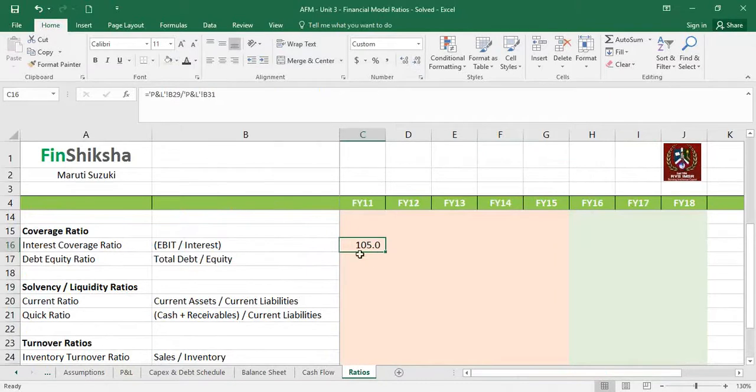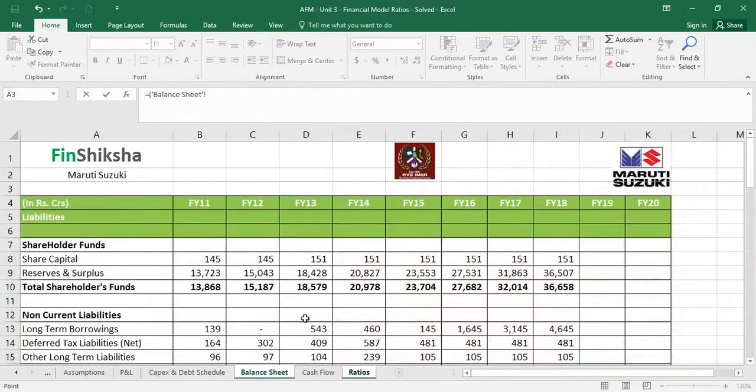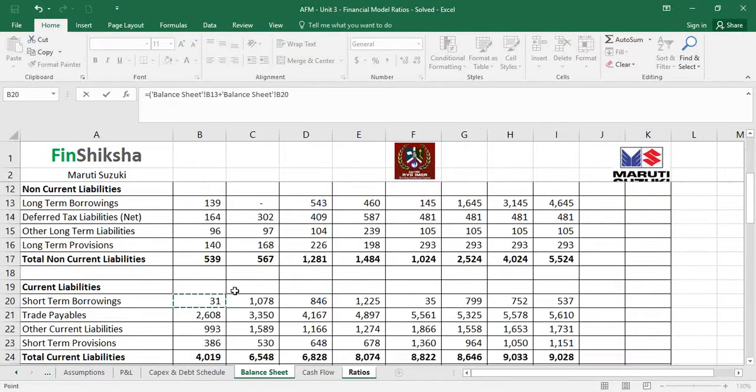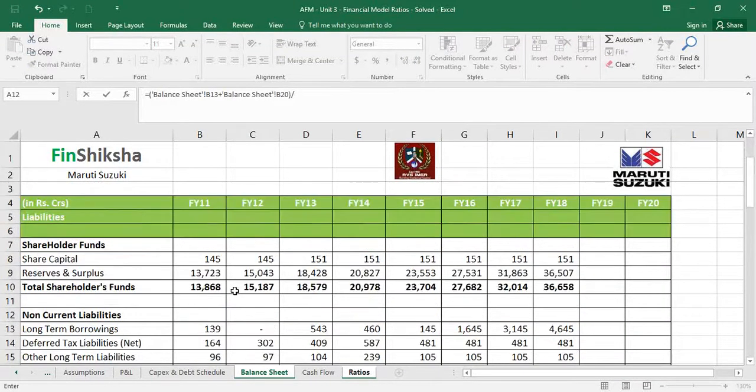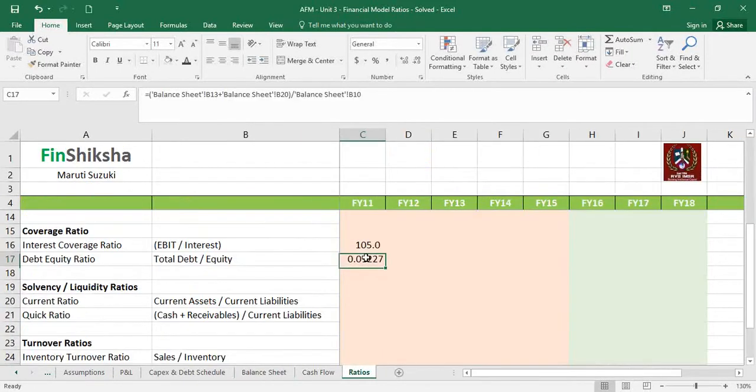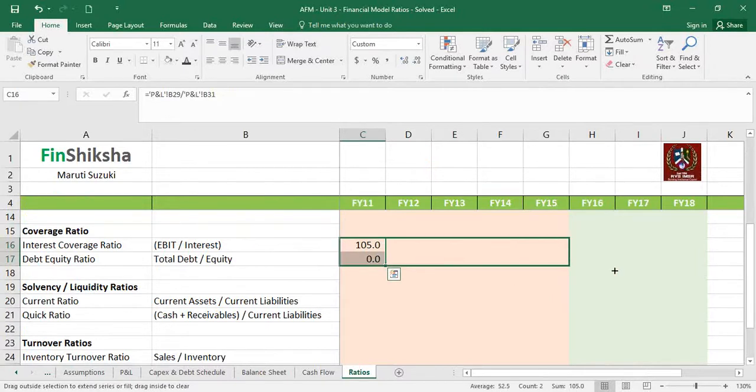And similarly, my debt equity ratio is my total debt. Now, total debt is long-term debt plus short-term debt. So I can go to the balance sheet and add long-term borrowings plus the short-term borrowings and divide by the total shareholder funds, which is here. So that's my debt equity number and negligible as we saw, right? So practically a zero debt firm that we see here.